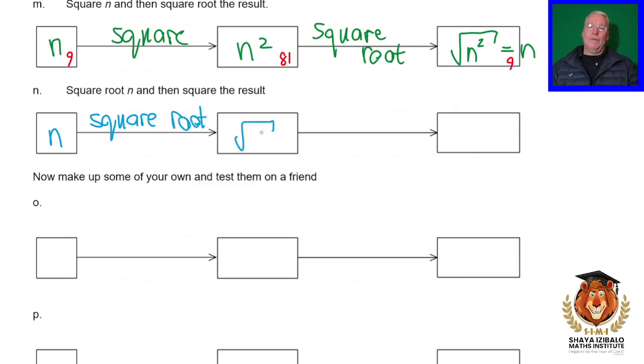So we get that. Okay, and then square the result. So now what we've got is the square root of n times the square root of n. Okay, and that just comes to n as well.